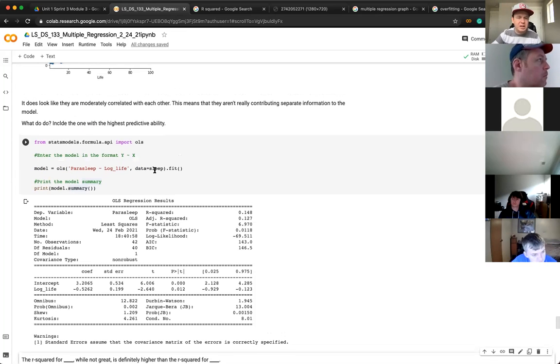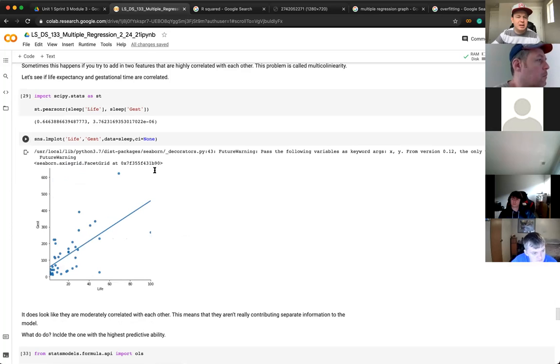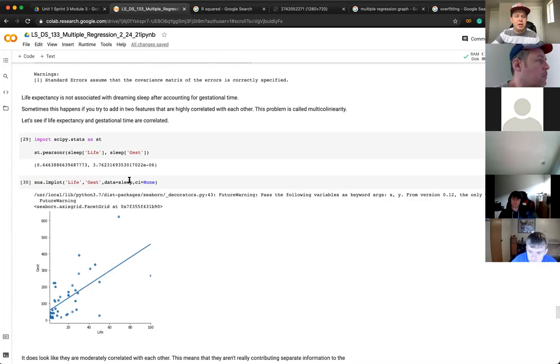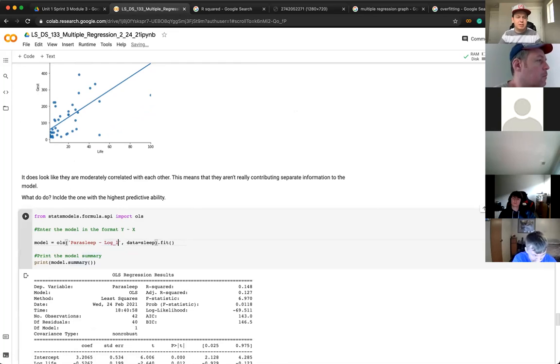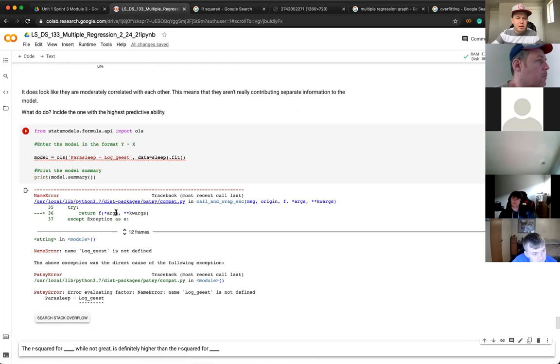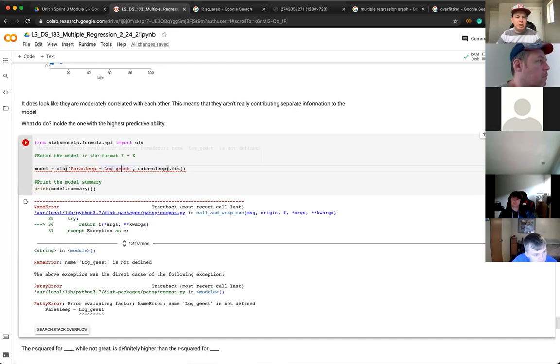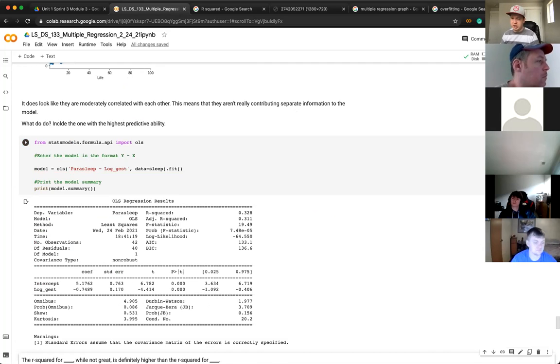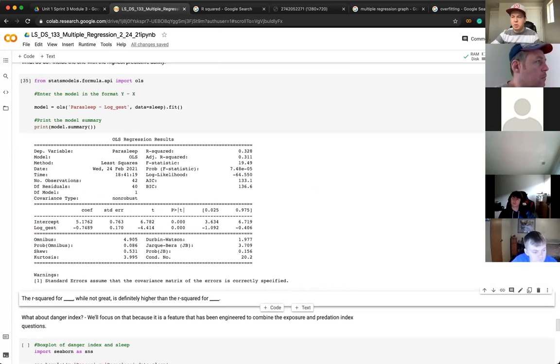Oh, I don't know why this is log life though. I thought we saw that log of gestational time was the best. Okay. So we'll keep on including log gest. That gave us the higher adjusted R squared.